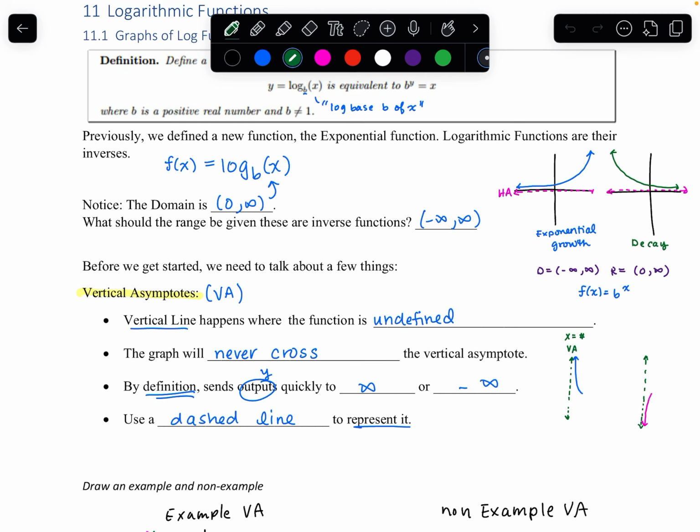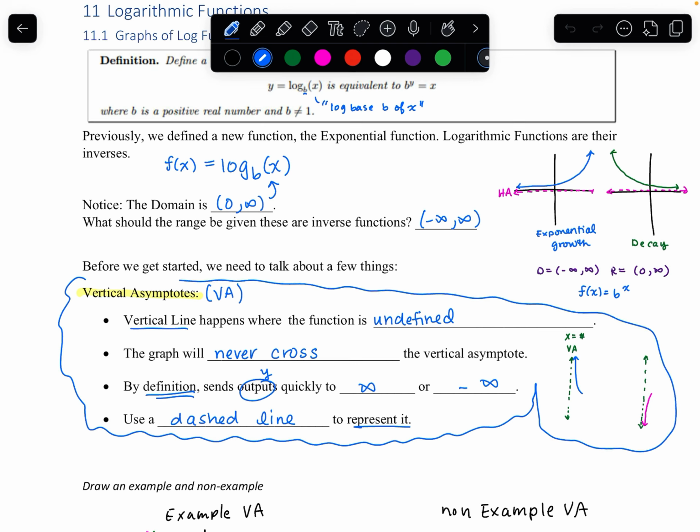And so what we have right here, if you look closely, is our definition of a vertical asymptote, right? A vertical line where the function is undefined. We'll talk more about that. The graph will never cross this. And the definition that we talked about with vertical asymptotes was that it sent our outputs quickly off to positive or negative infinity, right? So we saw the behavior of graphs doing something like this around those vertical asymptotes, which we represented with a dashed line.